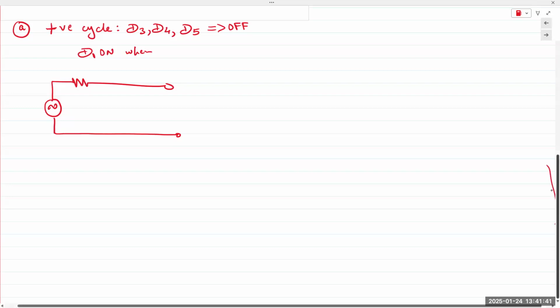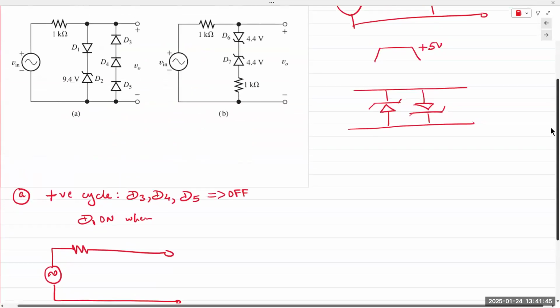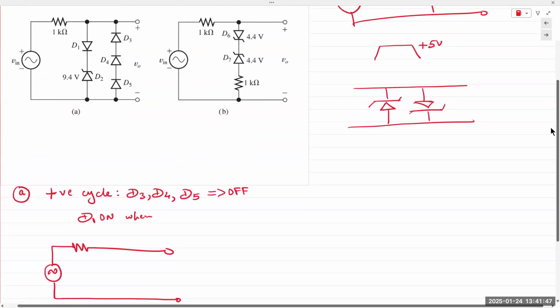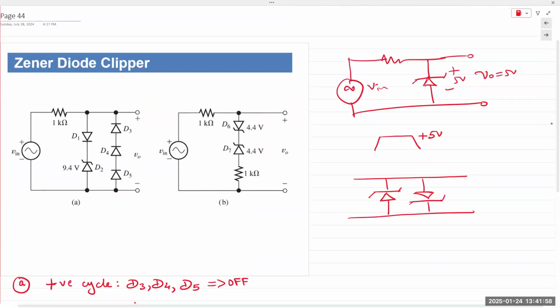Actually, D1 is on only when V in exceeds its forward diode voltage drop. So D1 is connected in series with a reverse bias Zener. We just saw a single Zener right here as a regulator, right? Now, if that Zener is 9.4 volts, what do you expect at the output?